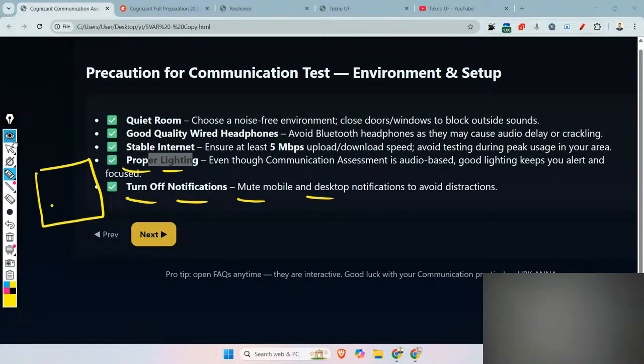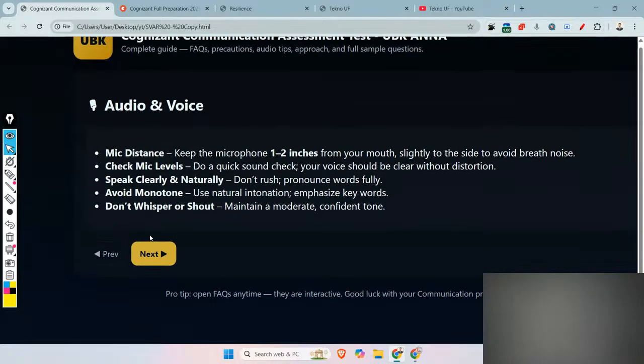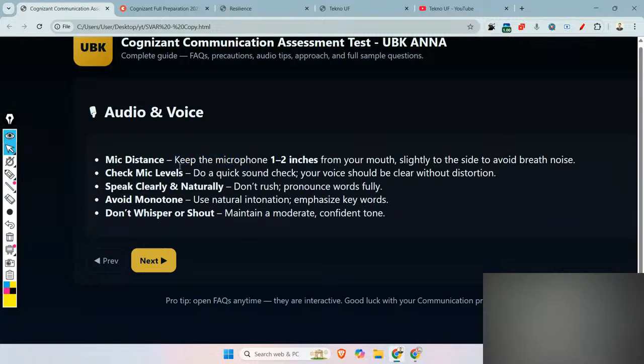Let me discuss the next thing, the mic. Your mic should be functioning well, and your mic distance should also be maintained. Let me tell you a very important thing: AI will judge your answers, and AI has no emotions. You have to speak clearly. If you maintain this distance, it will capture your voice clearly. If you are not maintaining this distance, it will capture the breathing noise as well. So you have to maintain this distance.